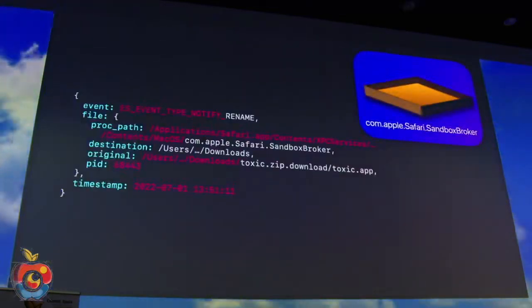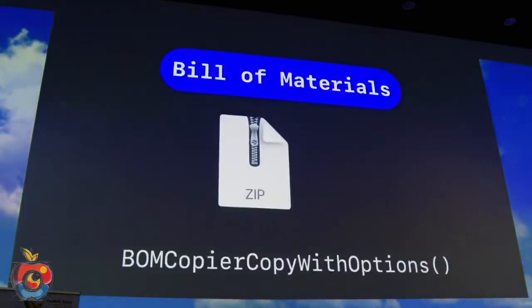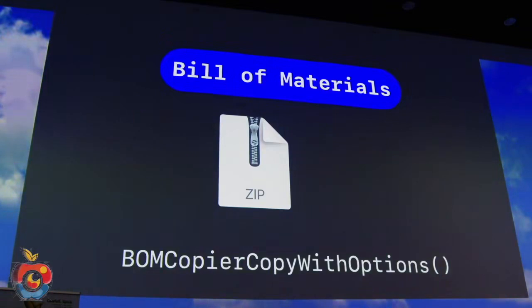As you can see here, this is the Endpoint Security rename event, where the sandbox broker is moving the application from the temporary directory to the downloads directory. So upon unarchiving the application from a normal zip file, so let's say we're not using a zip file that's been set to bypass in any way, you take the bill of materials. A bill of materials is a list of software that should be installed. Generally, you think of it associated with a PKG or something like that, but the operating system does keep track of bill of materials for zip files as well.